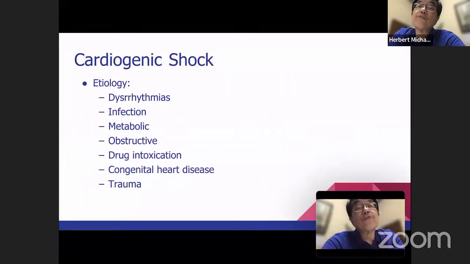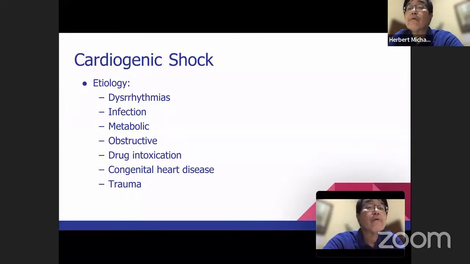So let's go to cardiogenic shock. The causes of this would be a dysrhythmia, so either it's too fast or too slow. Infection, metabolic causes, obstructive causes, drug intoxication, like a patient who ingested a calcium channel blocker, or congenital heart disease and trauma.